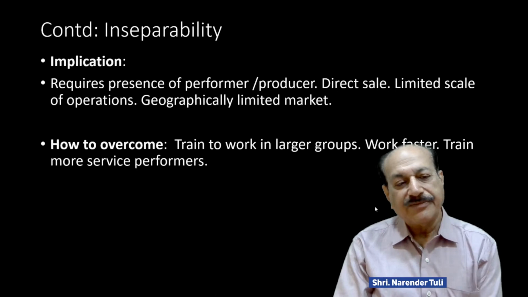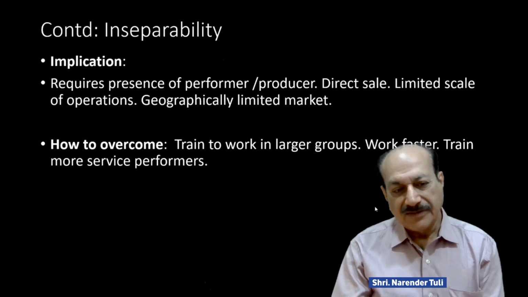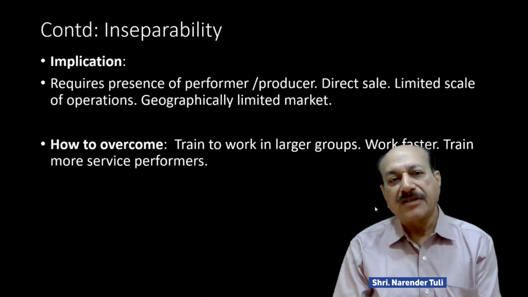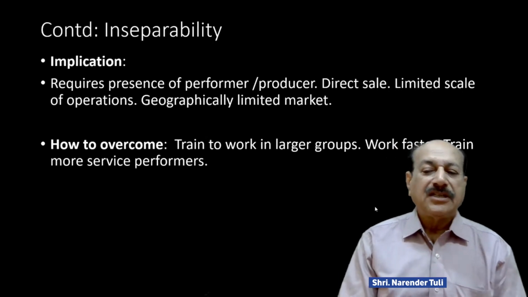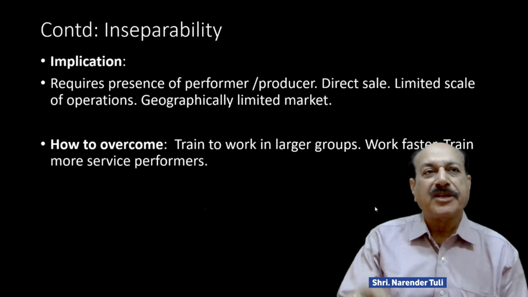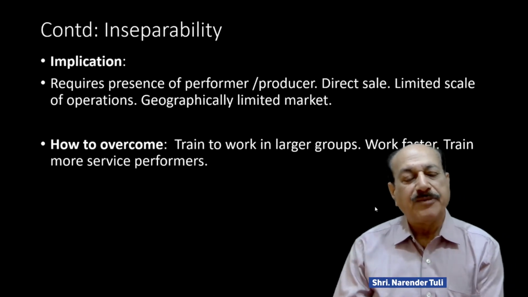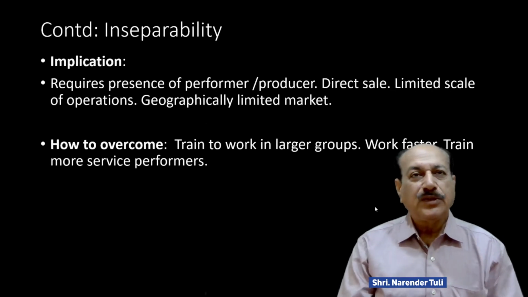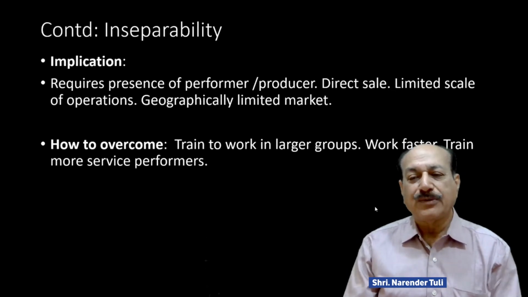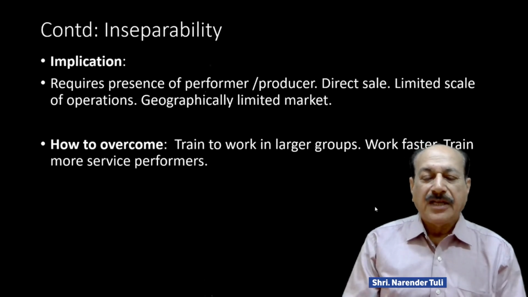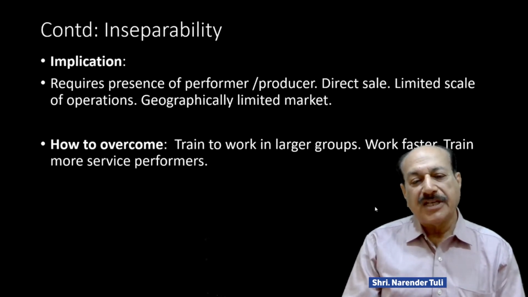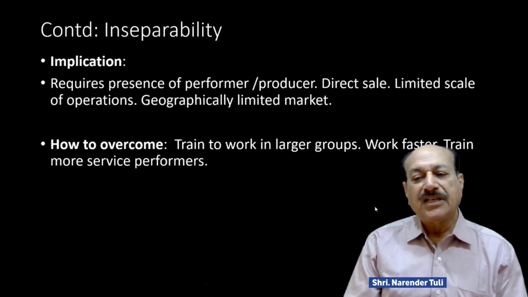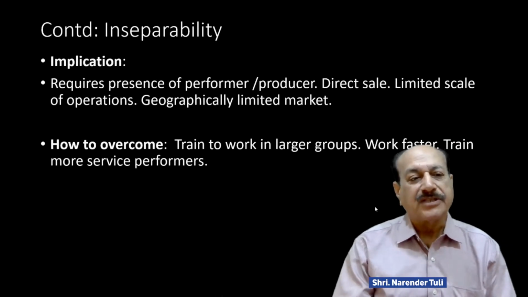For inseparability, the implication, as you talked of, is that it requires the presence of the performer, and because of that, the scale of operation has to be limited, because how many people can be attended at one time by one person. So it limits the geographical market to a smaller area. How do we overcome this implication? We try to work in larger groups and we try to train more people who can perform that service.